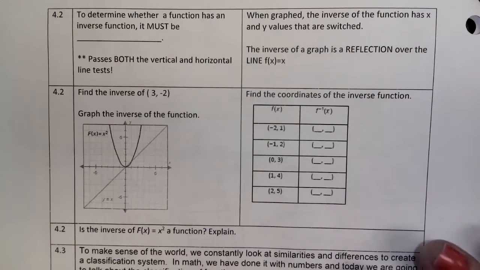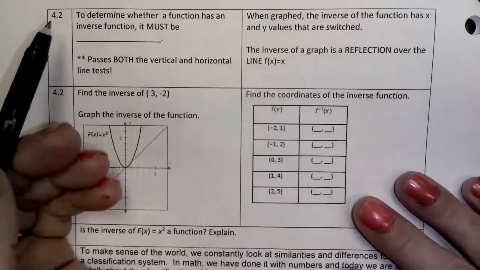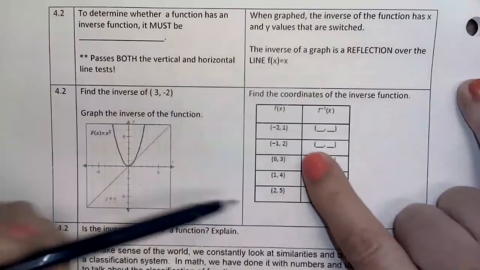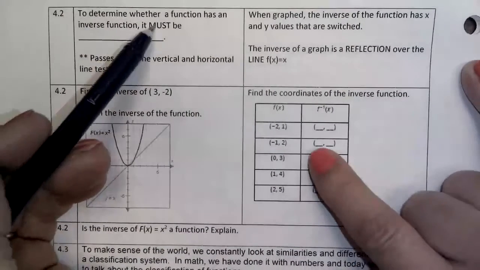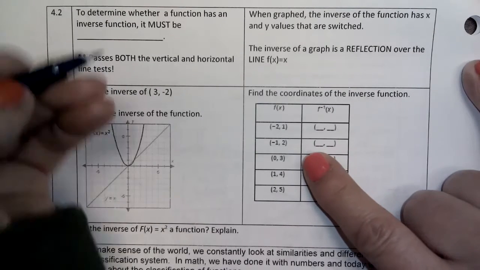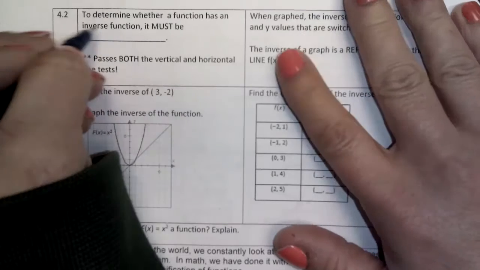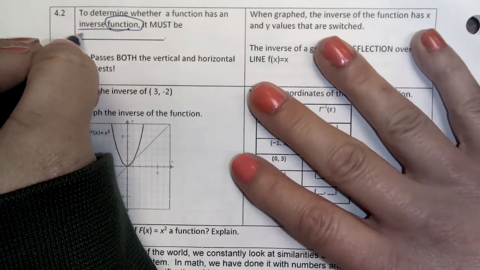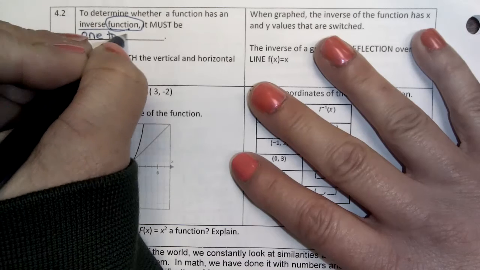Okay, so this is 4.2 of Algebra 2. We're talking about functions and their inverses. So you have to be able to, and I kind of touched on this in 4.1, determine whether a function has an inverse. A function can have an inverse that's not a function. But in order for the inverse to be a function, it has to be 1 to 1.